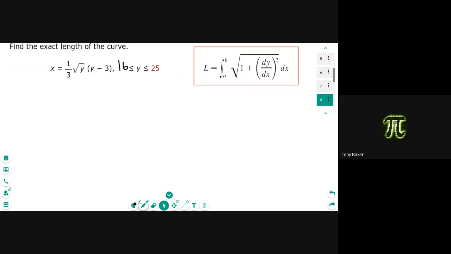So I need to take the derivative of what I've got there, square it, add 1, take the square root of it. So if you remember right when we were doing these, we did everything underneath the square root first, and then we worked our way outwards from that, doing the algebra steps. So step 1, find the derivative.